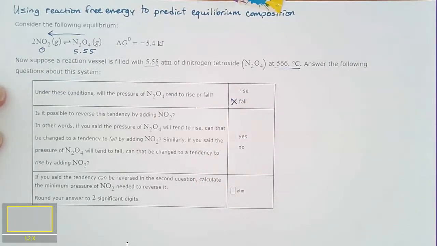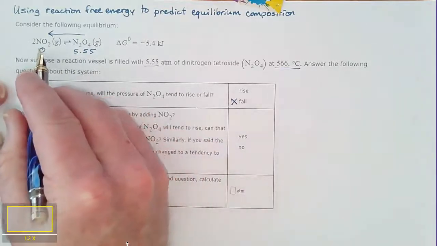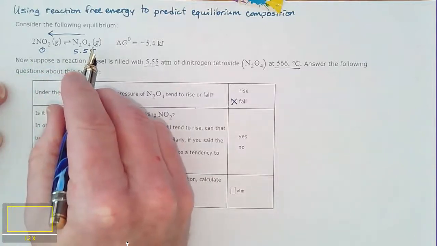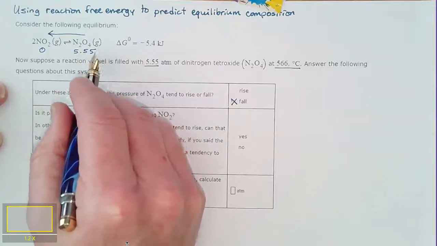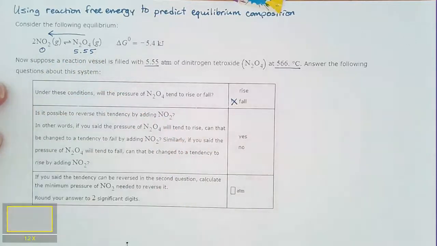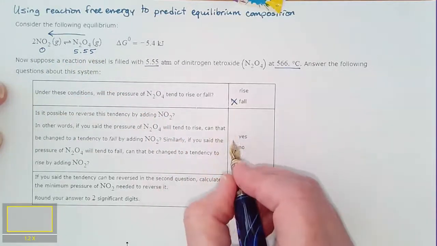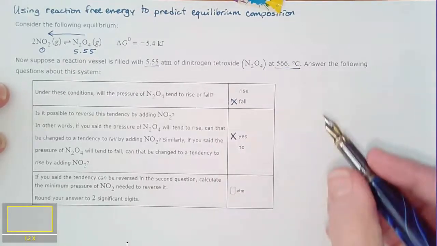The second part of this says, is it possible to reverse that tendency by adding NO2? In other words, could we get it to go the other way? Now this question, of course you can, as long as what we're adding pushes the reaction in the opposite direction. If they had something else on the product side and were asking about adding that, it might not have the same effect, but we can reverse this by adding NO2.